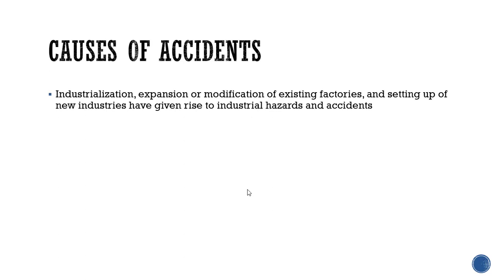So because of that, ultimately it gives rise to industrial hazards, and accidents may happen often. The first thing is technical causes. Because of a technical issue, that accident might have happened. The first thing is defective and worn out machinery. The machinery itself develops some issues, and because of that the accident may happen.